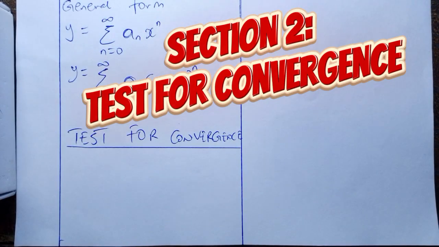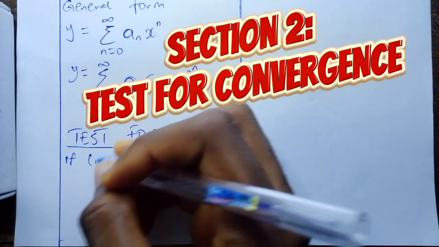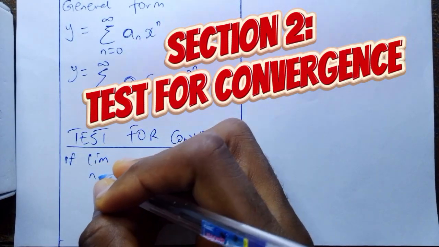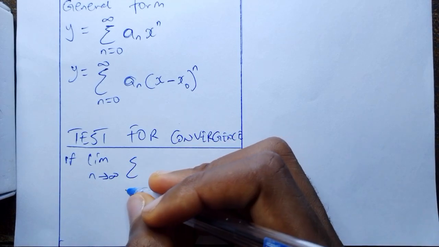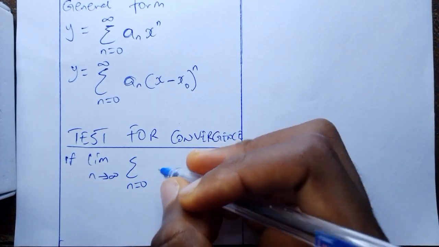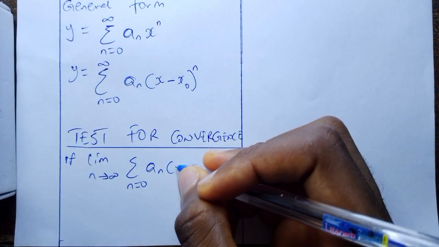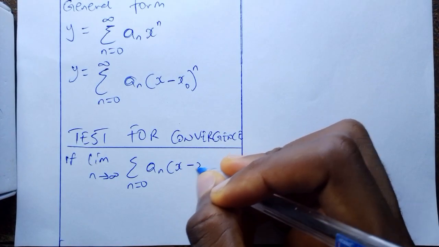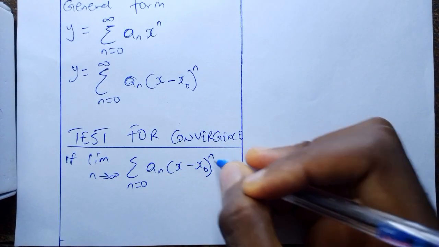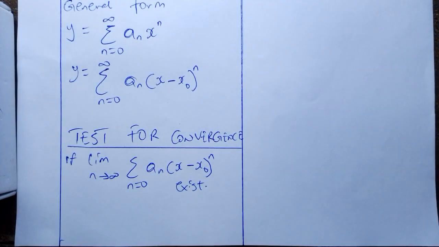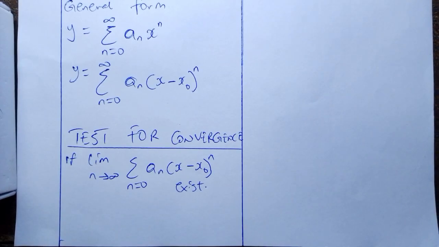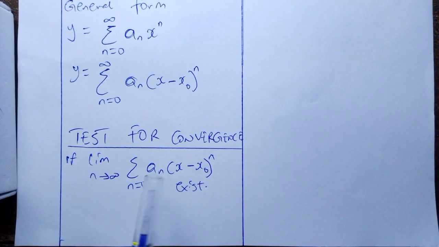A power series is said to converge at x if the limit as n tends to infinity of the summation from n equals 0 of a_n times (x minus x naught) raised to the power n exists. What does this statement mean? It means that a power series is said to converge if the limit of it exists.